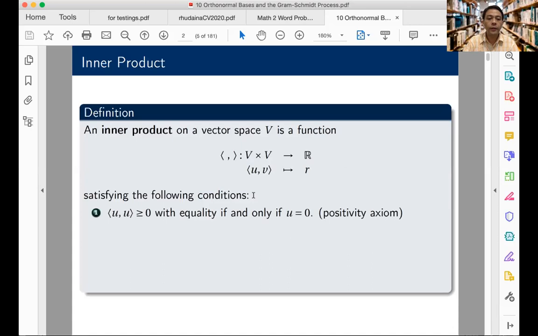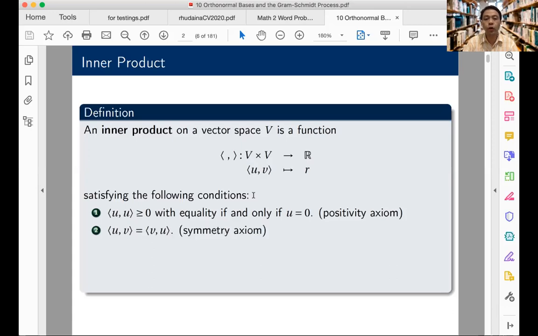Firstly, the inner product of a vector with itself is greater than or equal to zero, or non-negative. And we get equality, meaning equal to zero, if and only if U is the zero vector. Otherwise, if U is not equal to the zero vector, then the inner product is strictly greater than zero. This is called the positivity axiom.